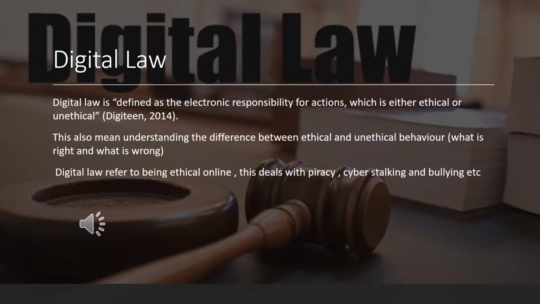Therefore, individuals should not cyberstalk, bully, or pirate any media of the sort, as it is considered a crime and they can be prosecuted for it. Digital law deals with the laws of society and the laws of being a digital citizen.